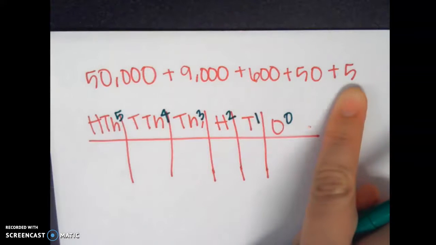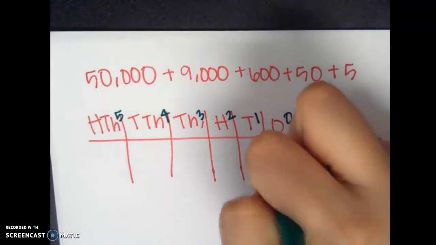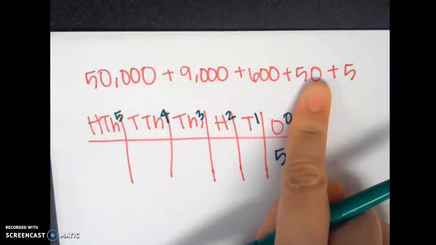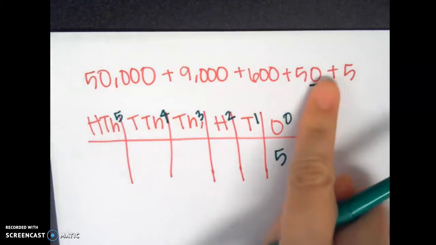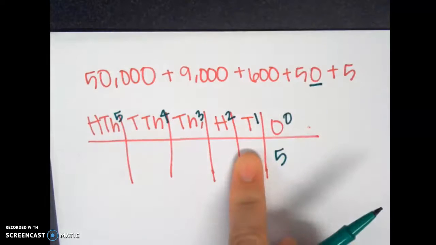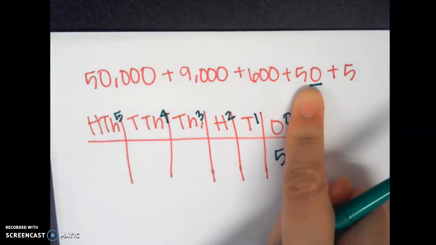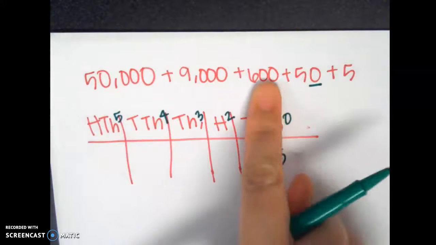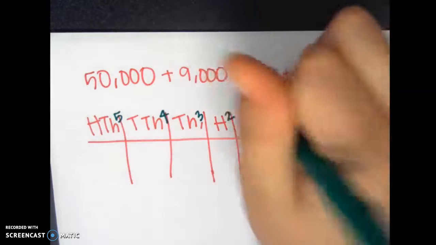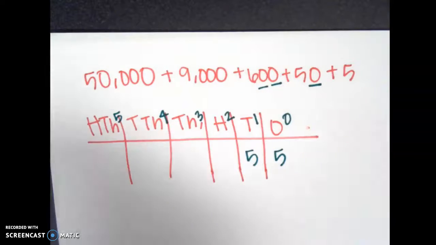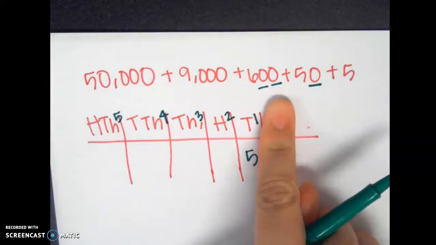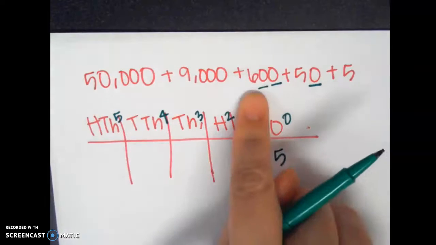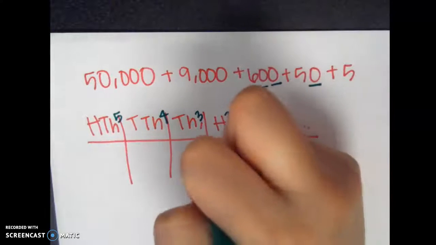5 does not have any zeros after it, so I know it's going to go in the ones place value. 50 has only 1 zero, so I know that 50 is in my tens place value, and 50 is made up of 5 tens. 600 has 2 zeros. So I know that 2 zeros are in my hundreds place value, so 600 is made up of 6 hundreds.